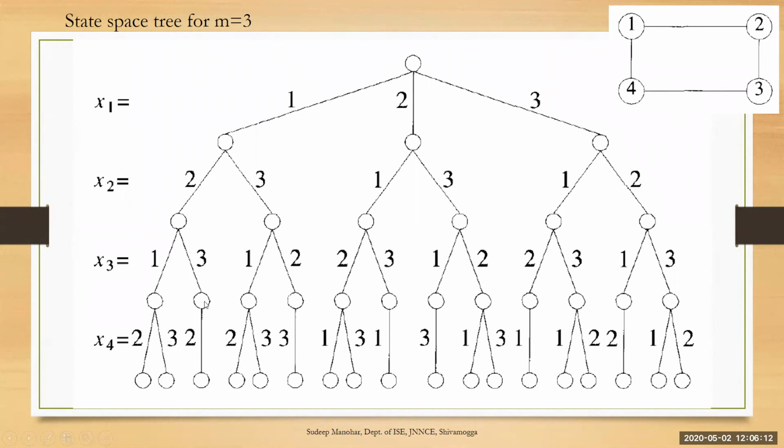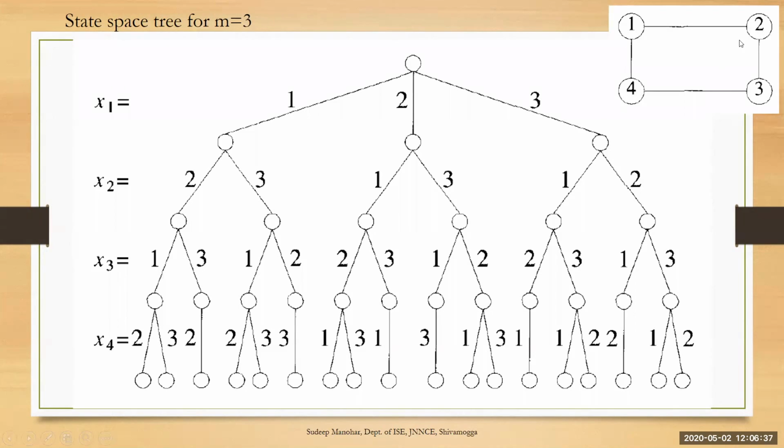See if you can give color number 2. Can you give color number 2 for vertex number 3? Vertex number 3 is here. Which are the adjacent nodes? 2 is adjacent, 4 is adjacent. 4 is not yet colored. 4 contains 0 currently because we have backtracked. 4 is not yet visited.